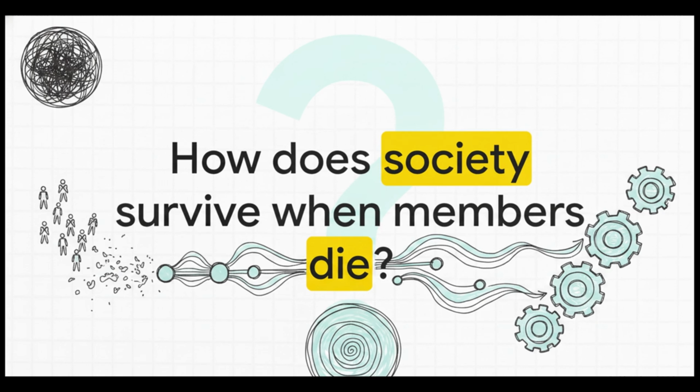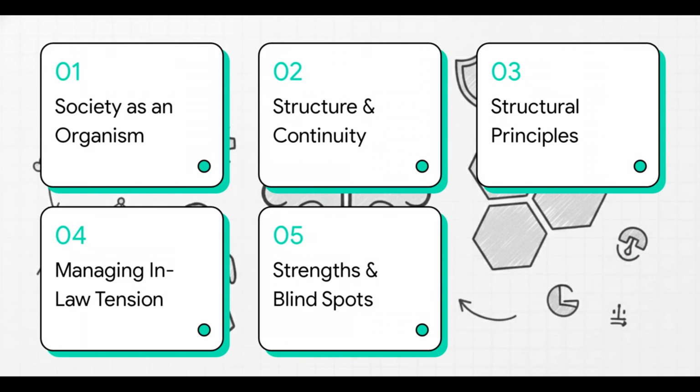Think about it. Individuals are born, we live our lives, and eventually we die. But despite this endless, constant turnover of people, societies somehow manage to keep persisting across generations. How on earth does the overarching structure stay totally intact when the parts making it up are constantly being replaced? Well, to solve this mystery, here is what we're going to cover.